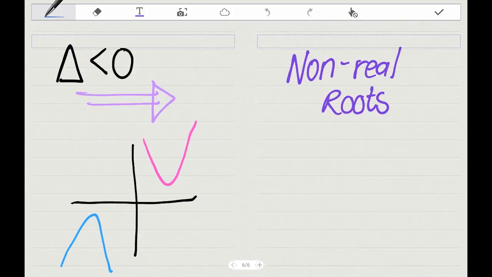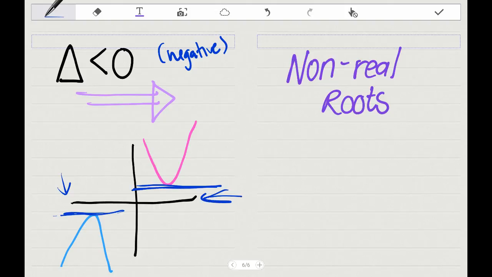Lastly, we have delta being less than 0 or negative. Okay, so if it is negative, what we get is a non-real root. So graphically, it looks like something like this. Of a negative graph, the maximum is below the x-axis, so it will not cut the x-axis. Or for a positive graph, the minimum is above the x-axis, so it will not cut the x-axis. So can you see there's no intercepts, so there's no real solutions?